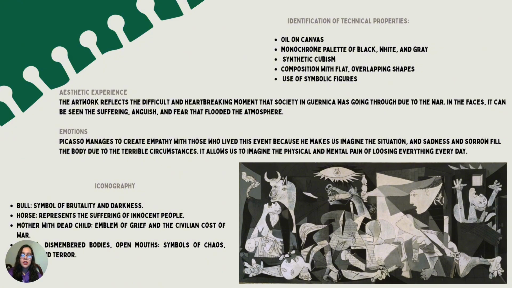And finally, talking about the iconography, there we can see a bull that symbolizes the brutality and the darkness. We can see a horse that represents the suffering of innocent people. We have a mother with a child that shows the grief and the civilian cost of war. And finally, we have flames and open mouths that symbolize the chaos, the agony, and the terror.